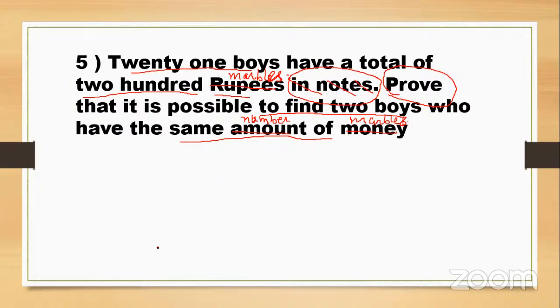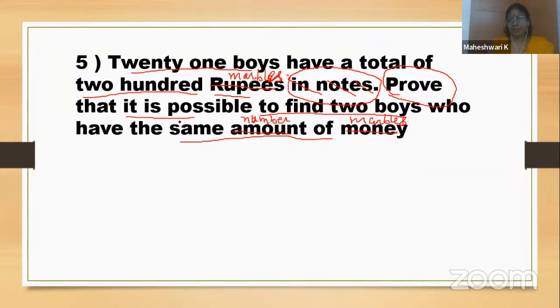Is it so that every boy has some amount of money, or it may happen that some of the boys do not have any? Maybe. So what is the condition I'm asking? There's no condition. It just says prove that it is possible to find two boys who have the same number of marbles. The total number of marbles is 200. These 51 boys have a total of 200 marbles.